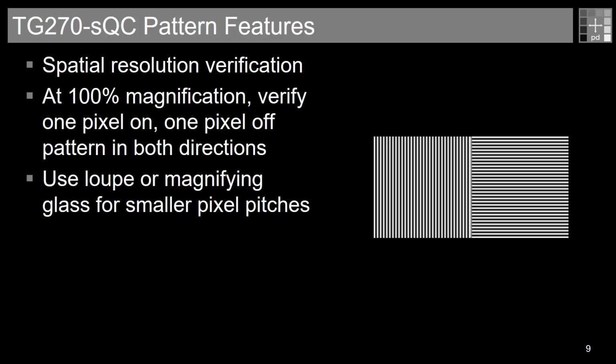You can use either a loupe or a magnifying glass for small pixel pitches if you're unable to visually verify it with the naked eye. If your graphics card and display are not set up to display at the native resolution of the display, you'll have an interference pattern. You will not have a clean black and white line pattern as shown here.